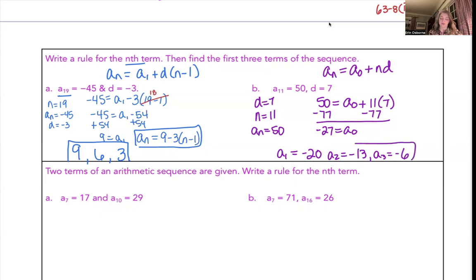And then also just finishing what the rule should look like without parentheses this time. A sub n equals negative 27 plus n times d, and always leave the n as the variable. It looks better to put the d of 7 before it, so 7n.